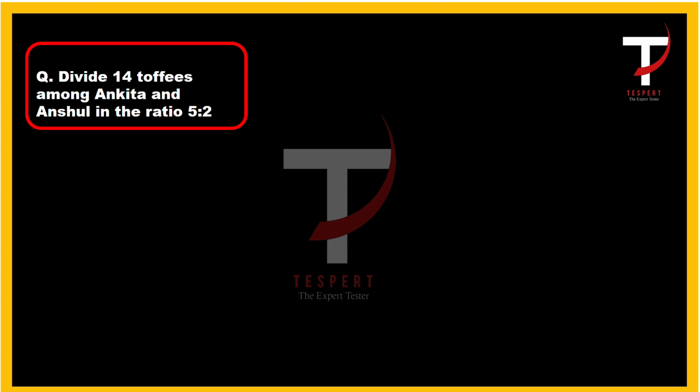Divide 14 toffees among Ankita and Anshul in the ratio 5:2. So we have 14 toffees here, right? 14 toffees. And we have to divide between Ankita and Anshul. Okay. So in what ratio? Ankita and Anshul in 5:2. Okay.